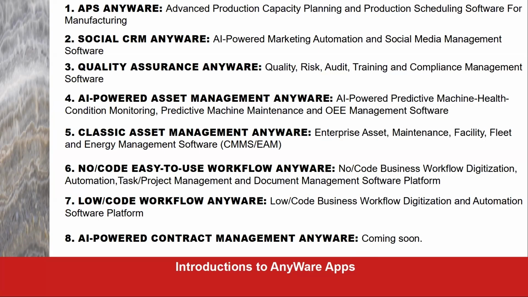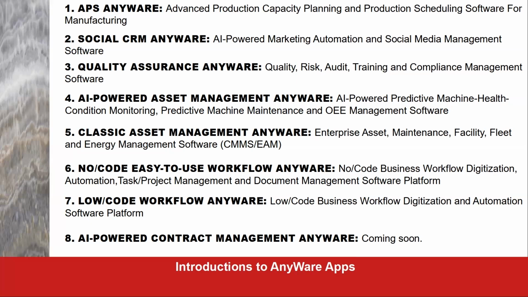Social CRM Anywhere is an AI-powered marketing automation and social media management software system. You can send an unlimited number of emails. You can manage your customers, leads, prospects, your sales pipeline. You can also manage your customer meetings. It has natural integration with Outlook and Gmail Business Suite.